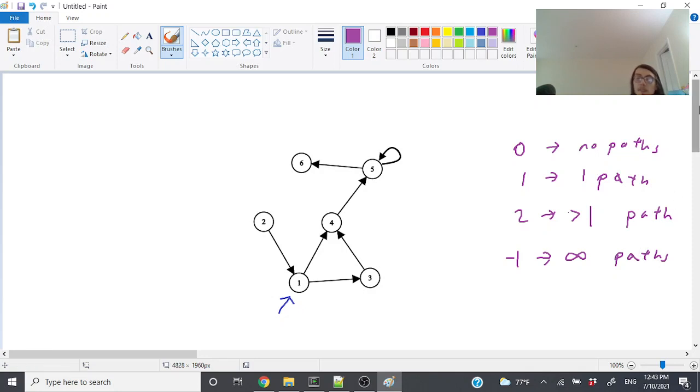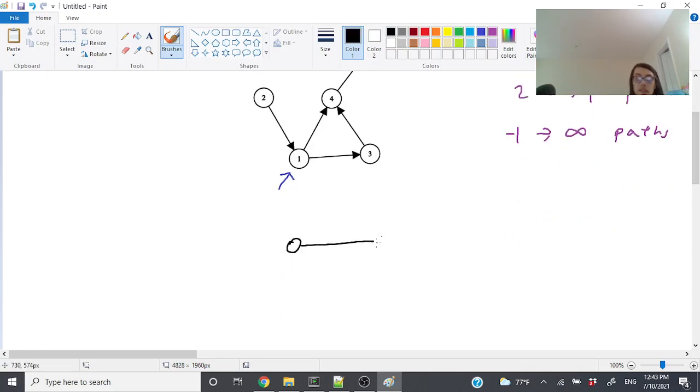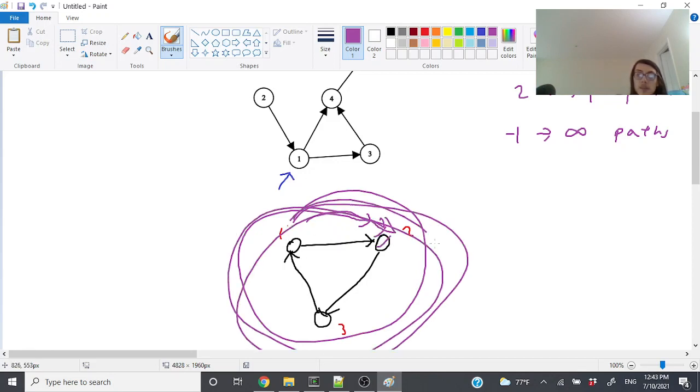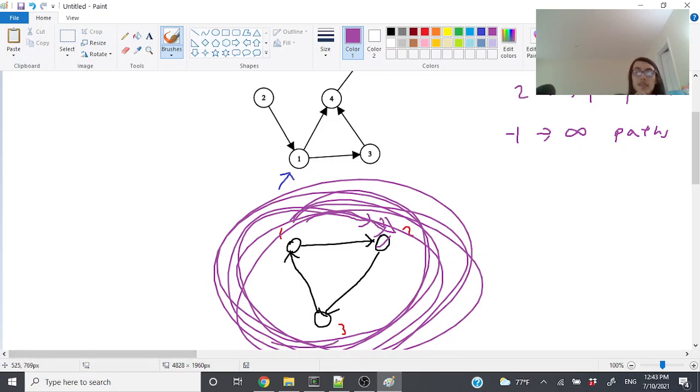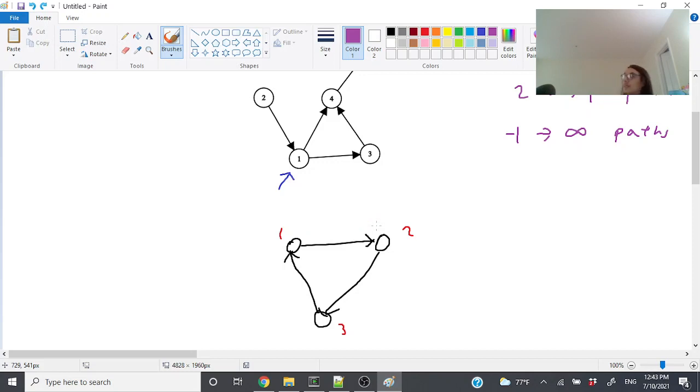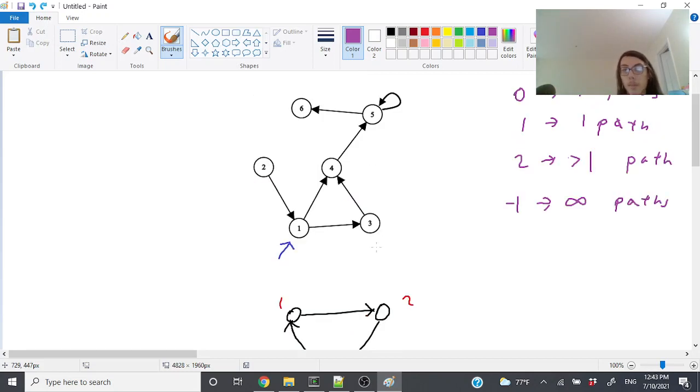And the point here is that paths can repeat vertices. So for example, this graph would have infinite paths from 1 to everything. Suppose we're looking for the paths from 1 to 2. We can take this, or this, or that. We can go through the cycle any amount of times, and we can just keep doing that.